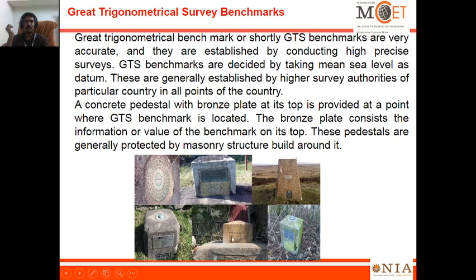Each and every country follows a different type of structure, but at the top it will have a bronze plate which has the information about that point, the value, everything, right? It was made very precisely. These benchmarks will be available only within about 500 kilometers once, or more than that also.